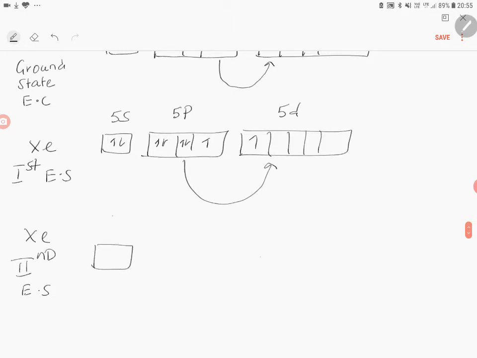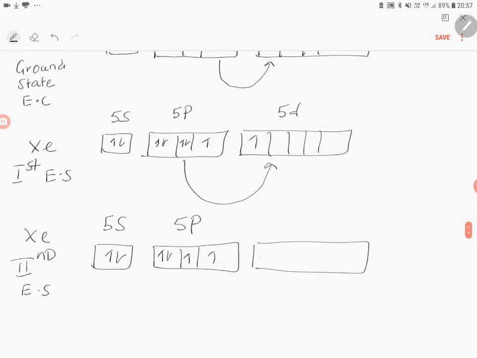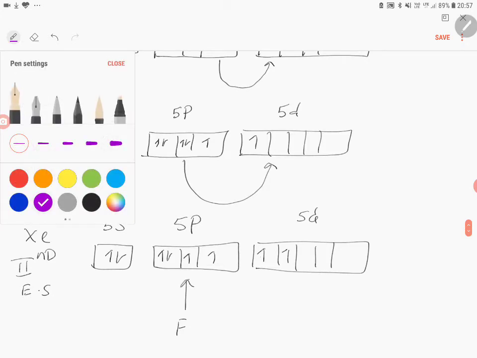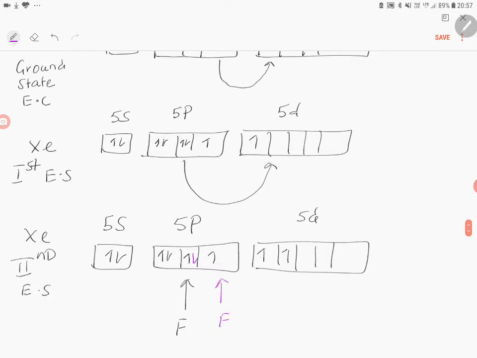So here you have 5s. Going to the second excited state, the p orbital has two unpaired electrons on 5p and 2 unpaired electrons on 5d. Now see, the first fluorine forms a covalent bond with this orbital. The second fluorine forms one more covalent bond with 5p. The third fluorine forms one more bond with a paired electron. The fourth fluorine gives one electron.